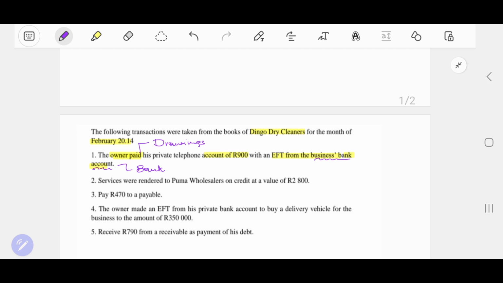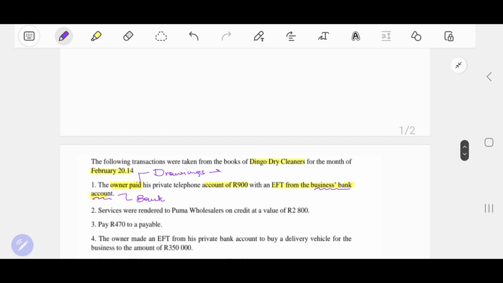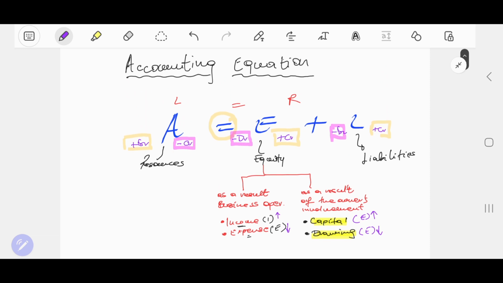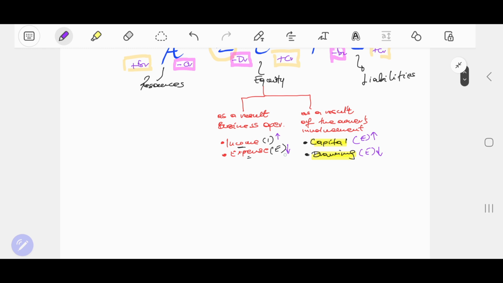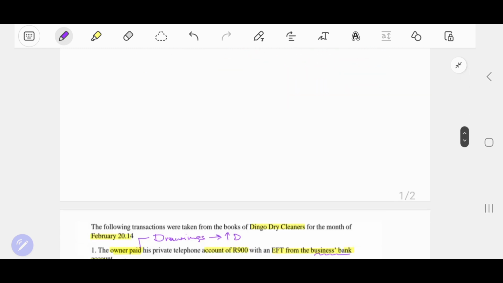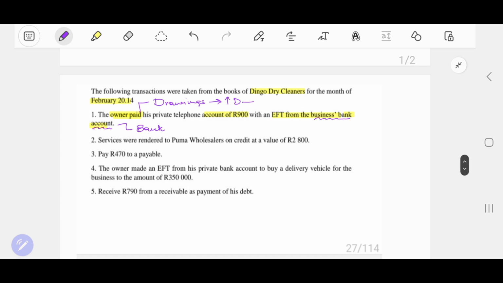So if the owner paid for his telephone account using the business's bank account, how are drawings going to be affected? So drawings are going to increase. His drawings are going to increase. And we said that our drawings result in a decrease now. In a decrease in what? In a decrease in equity. So that means that our drawings are going to result in a decrease in equity. That means that they are going to be recorded on the debit side.